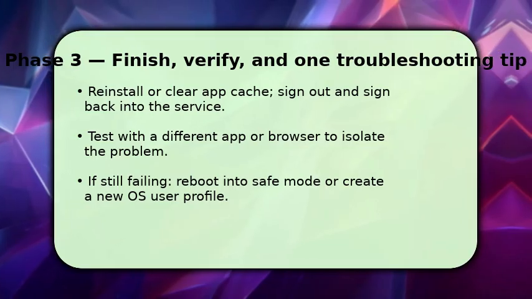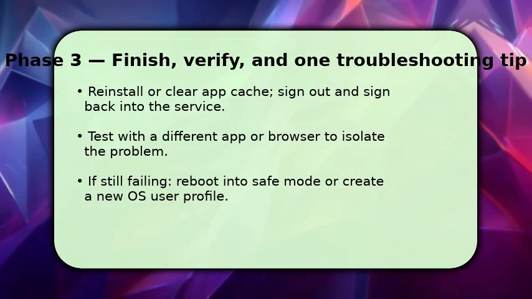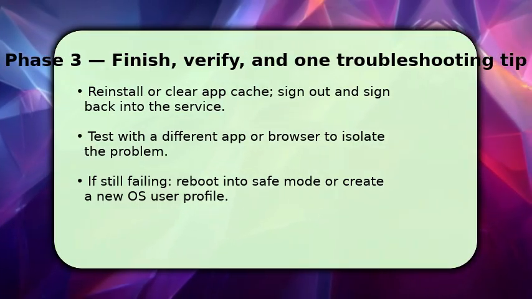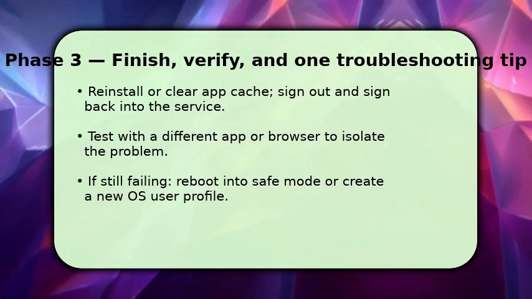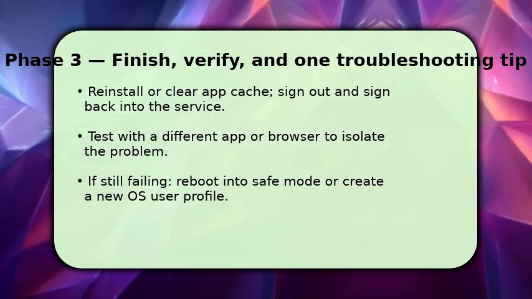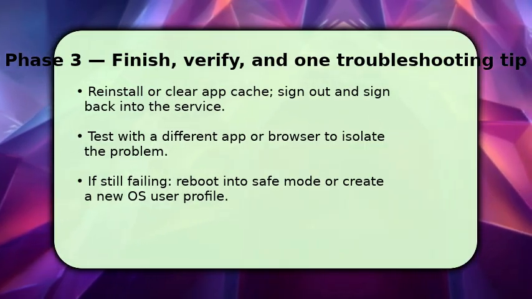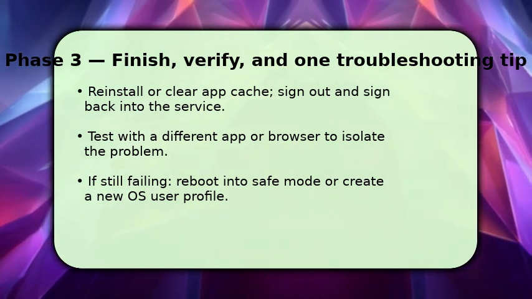Once done, test screen share in an alternative browser or a different app to isolate whether the issue is app-specific versus system-wide. If problems persist, create a new OS user profile or boot into safe mode to rule out extensions and background services. One key troubleshooting tip: if a permission prompt never appears, revoke and re-grant screen permissions in system settings, then reboot.